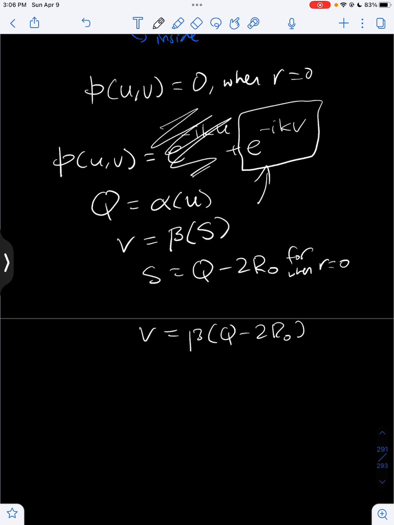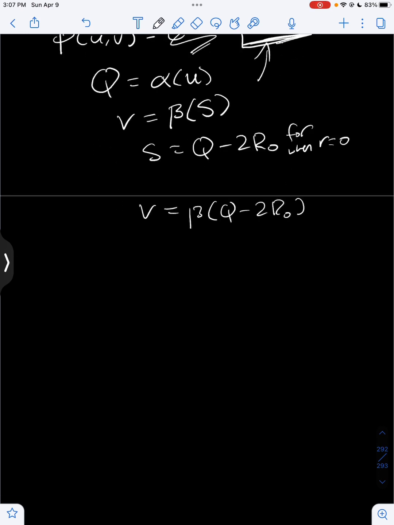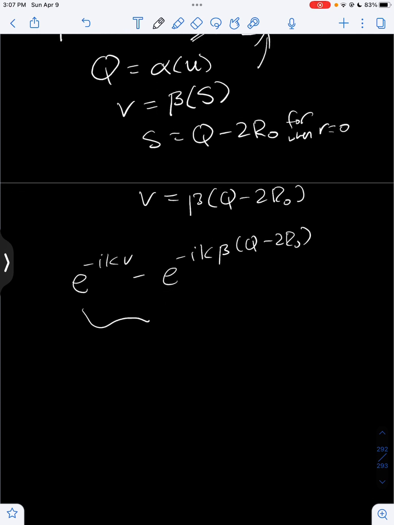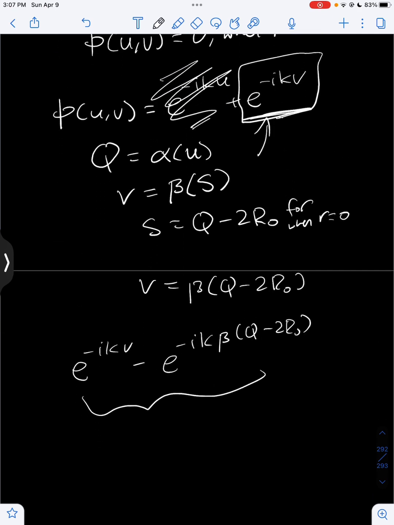We're only going to focus on the e to the minus ikv term in this derivation. You don't have to do that, but it's going to make things simpler to just focus on one term of the field. So just looking at that one term of our field, we're going to have that e to the minus ikv minus e to the minus ik beta of Q minus 2 R naught is going to be the general form of that right-hand term of the field.